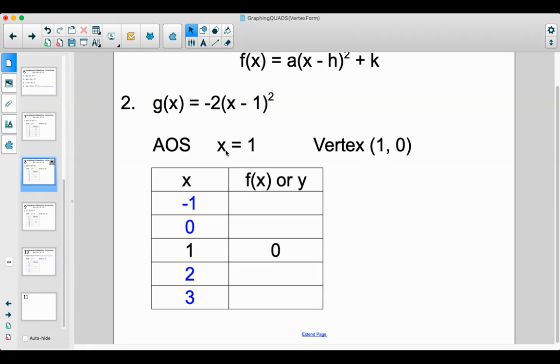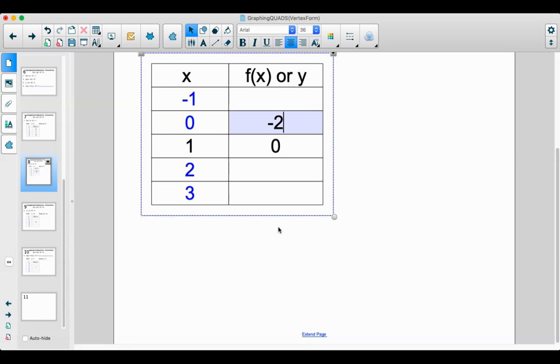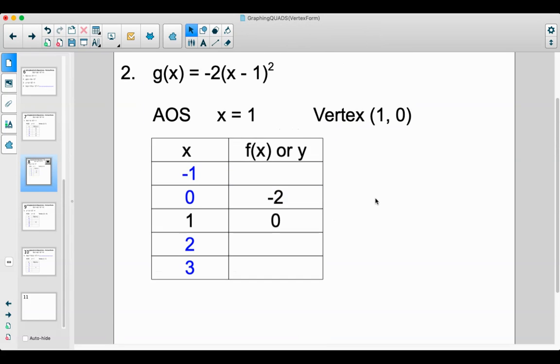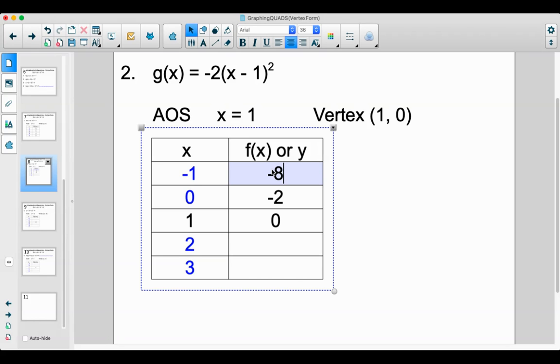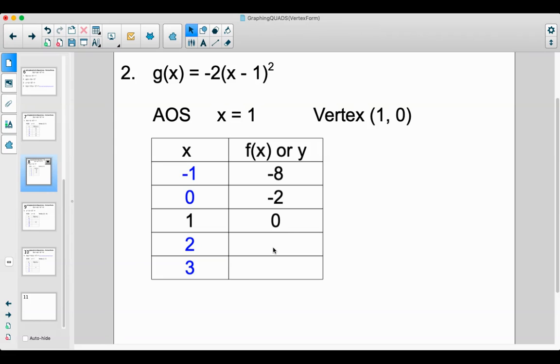If you throw in 0, 0 minus 1 is -1. -1 squared is 1. 1 times -2 is -2. Keep doing that. You throw in -1. -1 minus 1 is -2. -2 squared is 4. 4 times -2 is -8. If things go correctly, we better get -2 and -8 here. 2 minus 1 is 1. 1 squared is 1. 1 times -2 is -2. That's comforting.